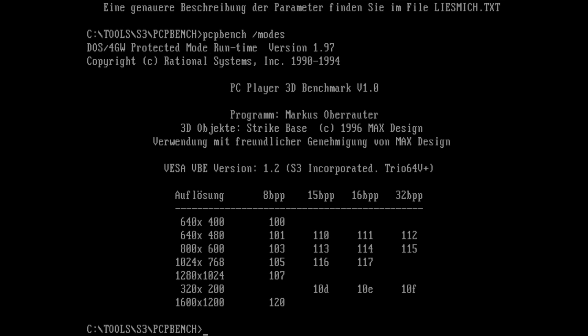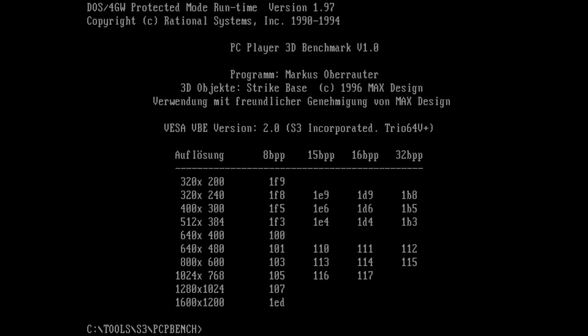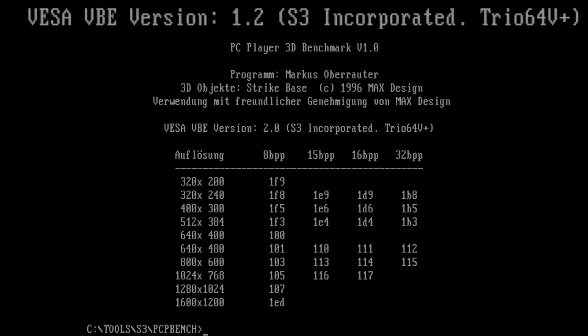Let's see what modes we get in PC Player now. So here are the modes that we had before. Let's have a look which modes are available now. Oh, look at that. The list got a lot bigger. We still have our 640 by 400, which is the VESA mode 100, but we got a lot more in the lower resolutions. We got 512 by 384, 400 by 300, 320 by 240, and 320 by 200. This is the resolution that Duke 3D requested. And you can also see in the line above, before all these resolutions, VESA VBE extensions 2.0. This was different before. We had 1.2 here before.